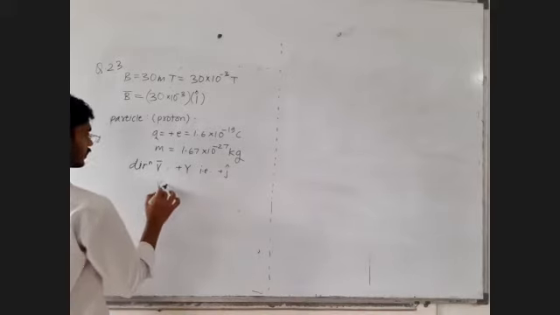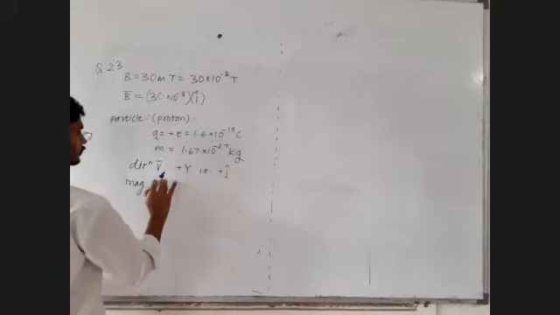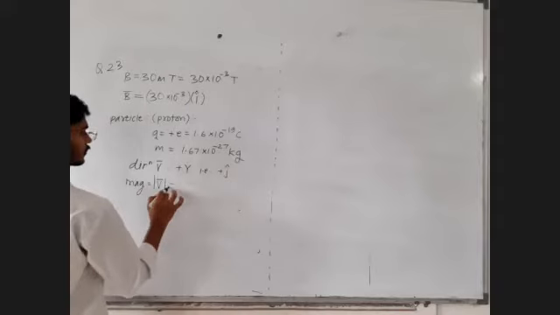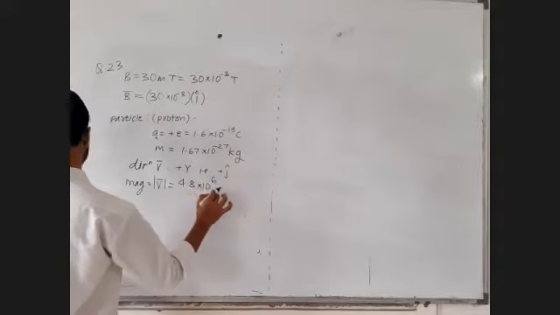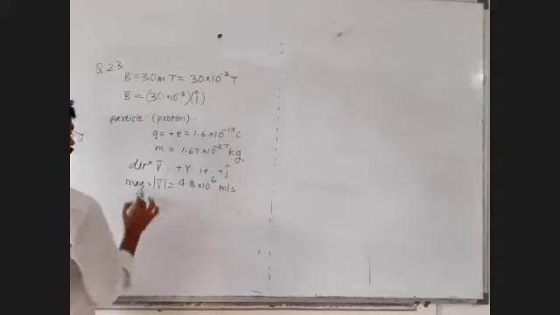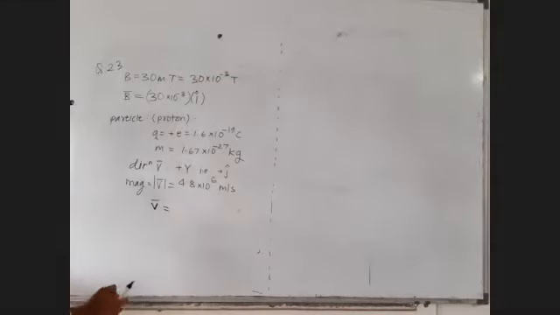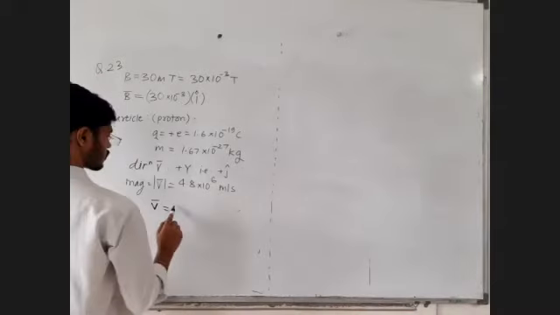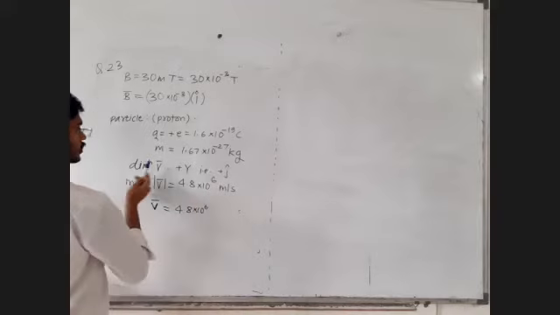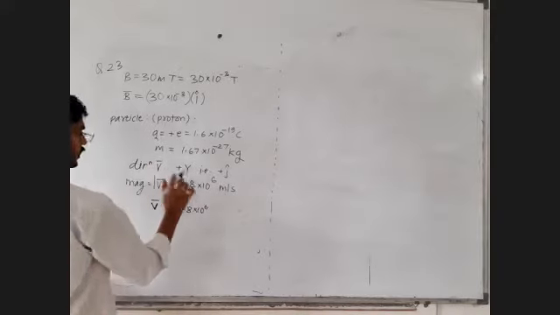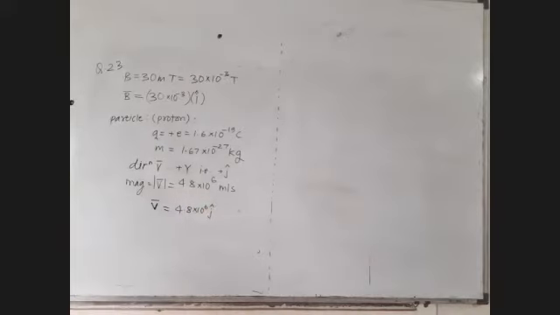What is the magnitude of velocity given? Magnitude of velocity, mod of v bar, that is equal to speed, which is equal to 4.8 into 10 raised to plus 6 meter per second. So velocity as a vector you can write: magnitude is 4.8 into 10 raised to 6, direction is positive y direction, the particle is projected in positive y direction.